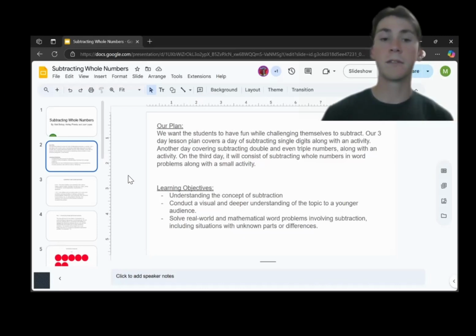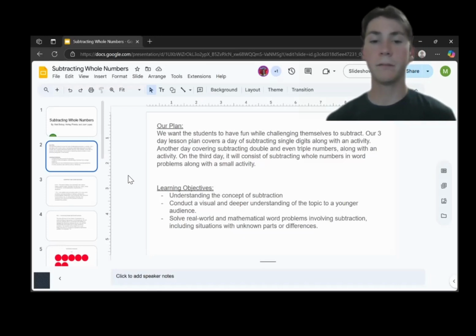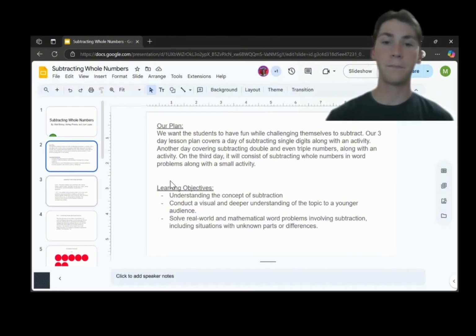The learning objectives are understanding the concept of subtraction, conducting a visual and deeper understanding of the topic to a younger audience, and solving real-world and mathematical problems involving subtraction, including situations with unknown parts or differences.